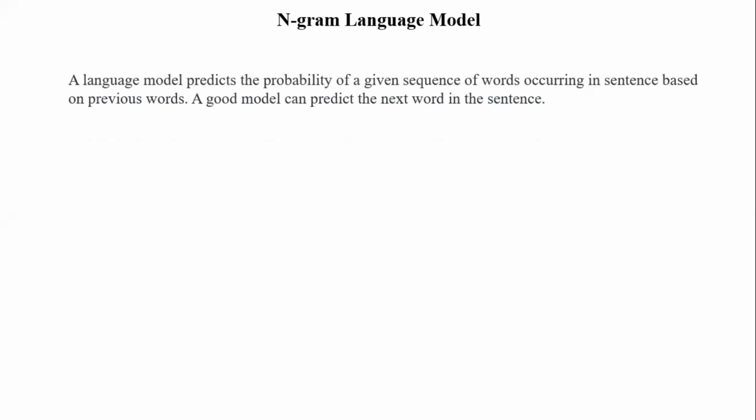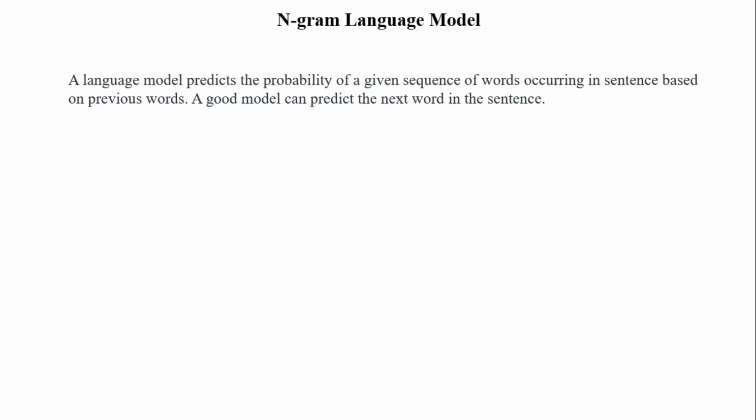Hello students. Here we'll discuss the Ngram language model. Before seeing what is meant by an Ngram language model, let us try to understand what is meant by a language model. A language model in NLP is a probabilistic statistical model that mainly predicts or determines the probability of a given sequence of words occurring in a sentence based on the previous words. So we can say that it helps to predict which word is most likely to appear next in the sentence.